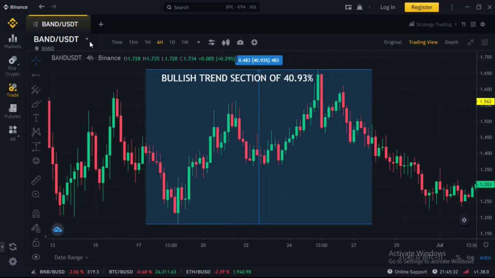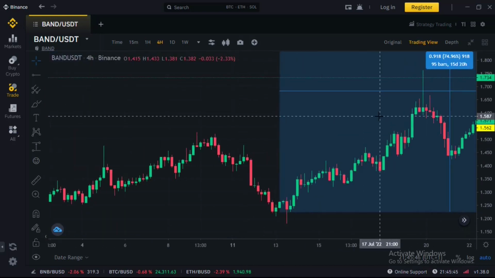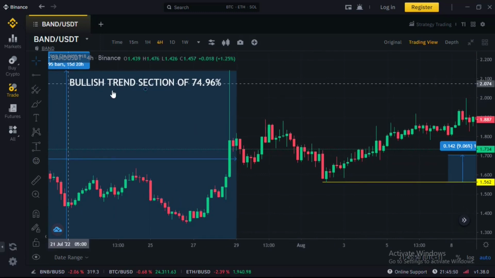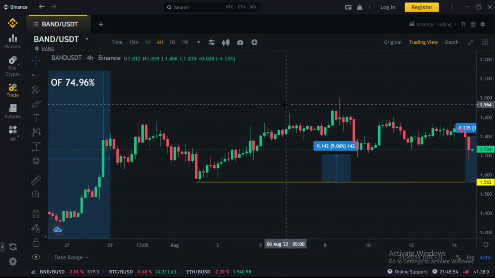For example, I've switched the candlestick price chart data of the BAND USDT cryptocurrency pair to the 4-hour candlestick time frame. And next up, the most important metrics for performing proper technical analysis of any cryptocurrency pair are the bullish trend section and the bearish trend section of the cryptocurrency price action. And that's absolutely all that you would ever need to perform proper technical analysis of any cryptocurrency pair.